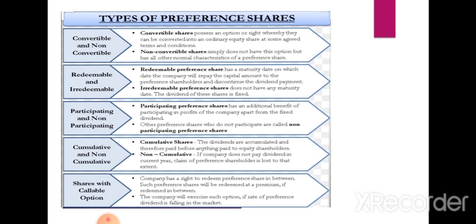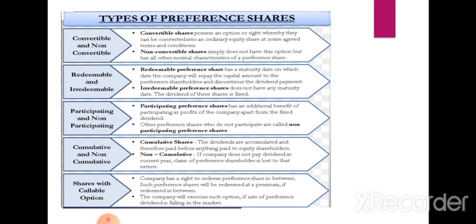Next, we have participating and non-participating. Participating preference shares are shares which are entitled to share in the surplus profit of the company. Non-participating preference shares are shares which do not have a share in surplus profits and on which only a fixed rate of dividend is paid.